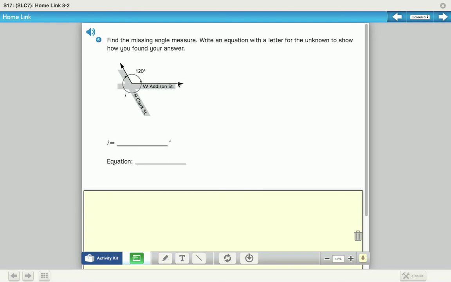Okay, and then we had this one, which was street crossing. So this street here, the angle of that street is 120, and then this whole intersection, it's like a roundabout, which would be 360. So we'd have 360 minus 120 would be equal to, looks like an I. And that would be 240 degrees.